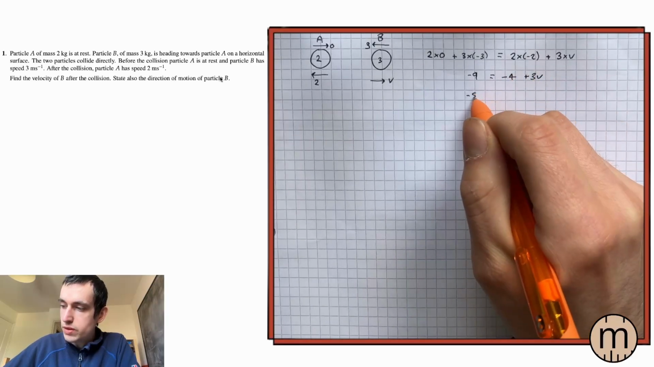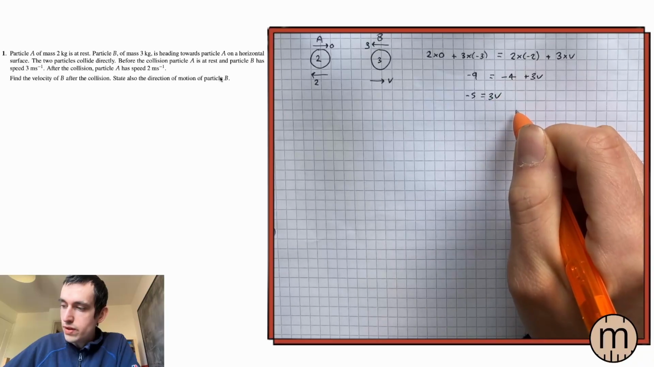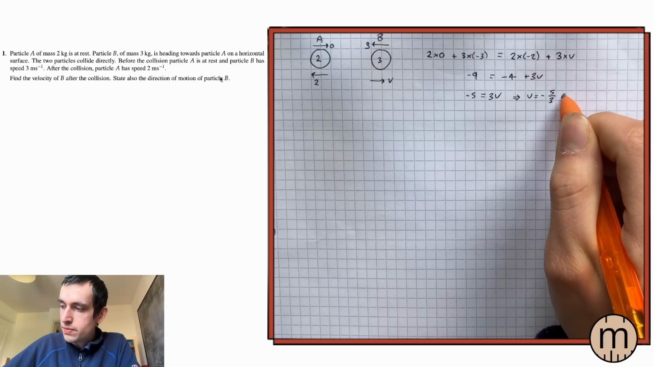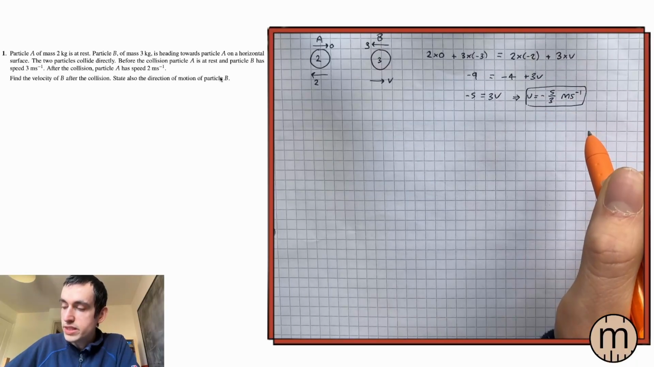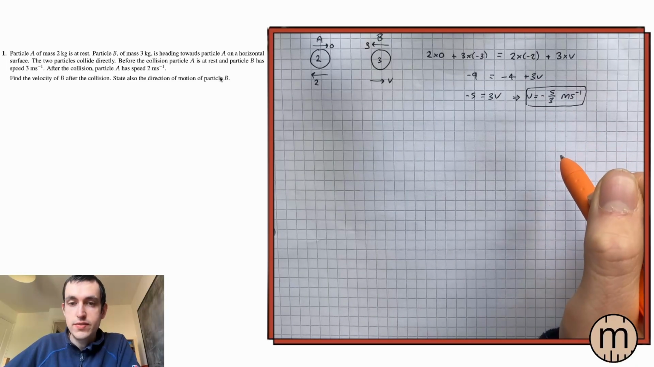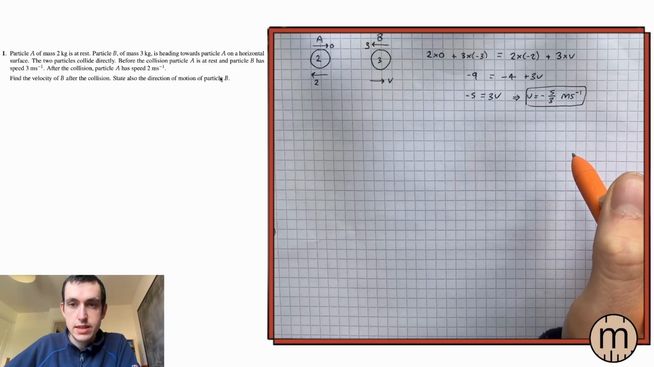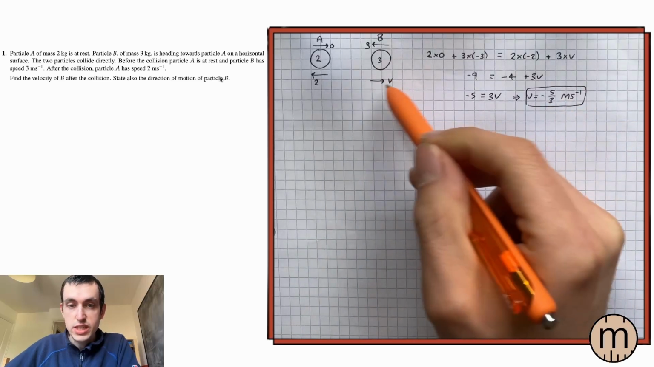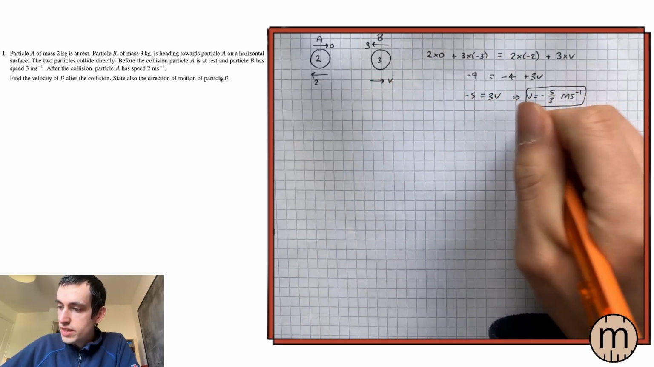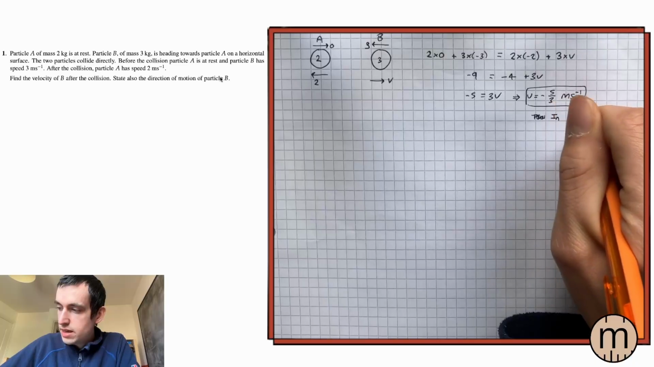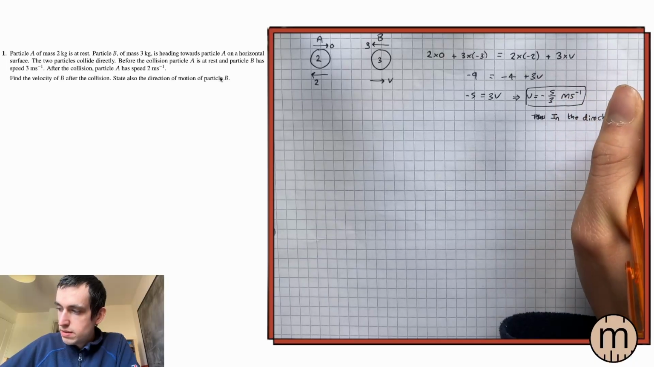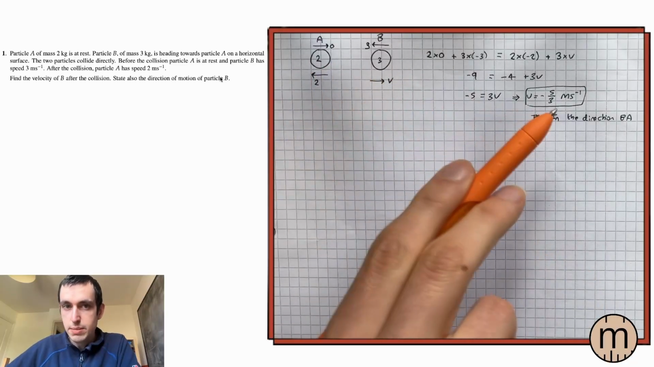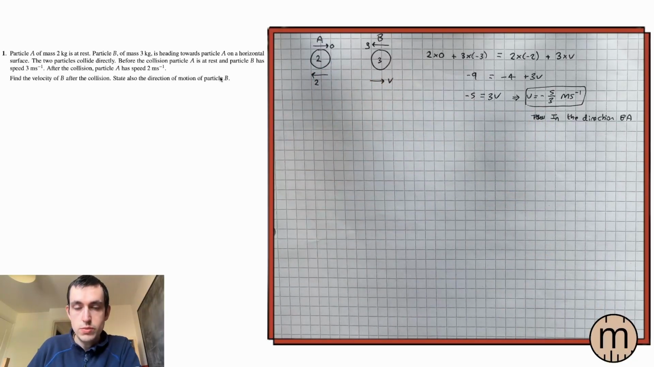If we add 4 to both sides, and divide both sides by 3, we find the velocity of B is minus 5 over 3 meters per second. What's the direction? Well, it's negative. That means we actually got the arrow the wrong way around. So the direction is in the direction BA. So in that direction, B to A, not A to B. And that's it for question 1.